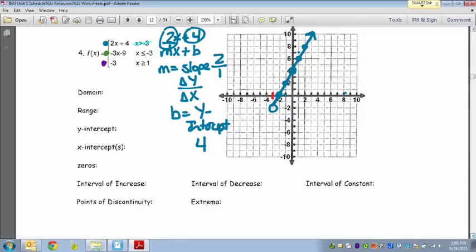Okay, now we'll move on to our green line, which is the second equation. So, looking at the green line, it looks like negative 3 is my slope. So, m is negative 3.